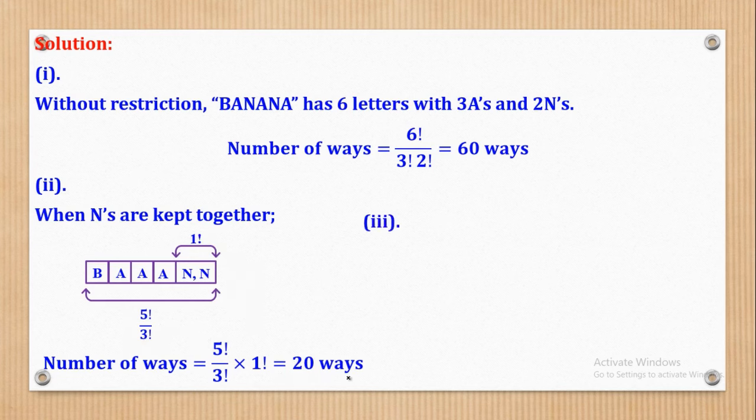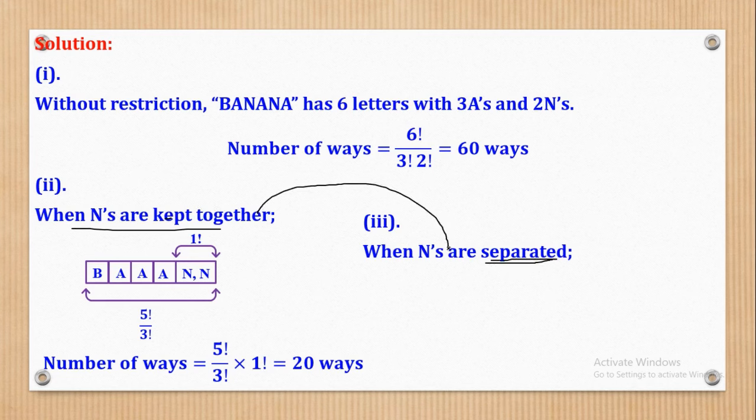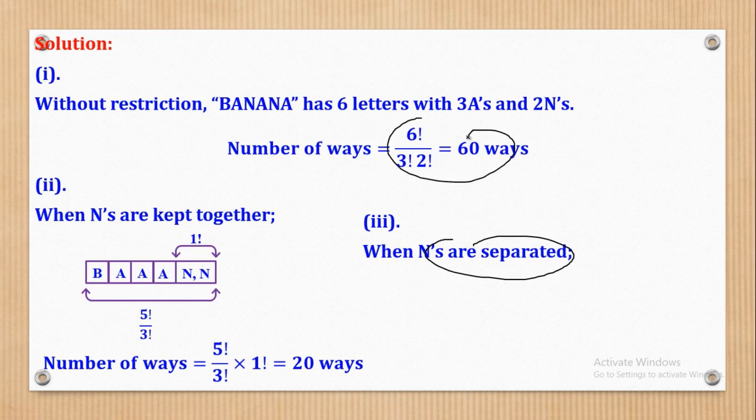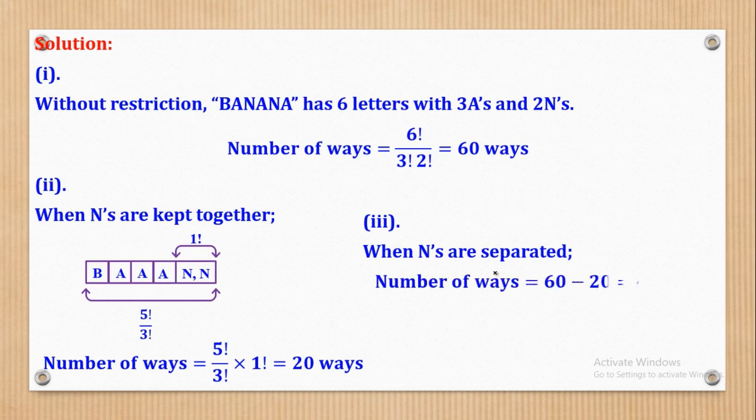That is Roman 2. What about Roman 3? When N's are separated, remember this one, when they are kept together, and this one, when they are separated, are mutually exclusive. And when you add the 2, you will come up with this one without restriction. Therefore, if I want to get this one when they are separated, I will say this total minus this, according to the formula you have seen. Therefore, the number of ways when separated will be 60 minus 20 to come up with 40 ways. So that is what mutually exclusive events is all about.